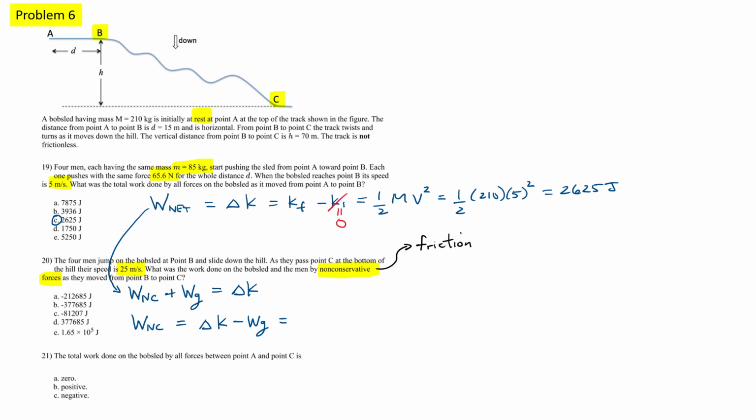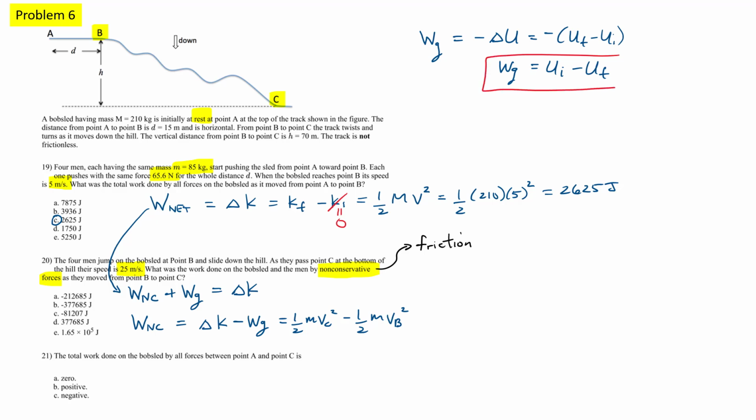So what is the change of kinetic energy? Well, it's the final kinetic energy, that's 1/2 m times the velocity at point C squared, minus 1/2 m times the velocity at point B squared. And how do you calculate this work done by gravity? There are many ways to do it, but you can write the work done by gravity as minus the change of potential energy. This is minus (U final minus U initial). So you can just multiply that negative sign through, and what you end up getting is the initial potential energy minus the final potential energy. So this is one easy way of calculating the work done by gravity in this case.